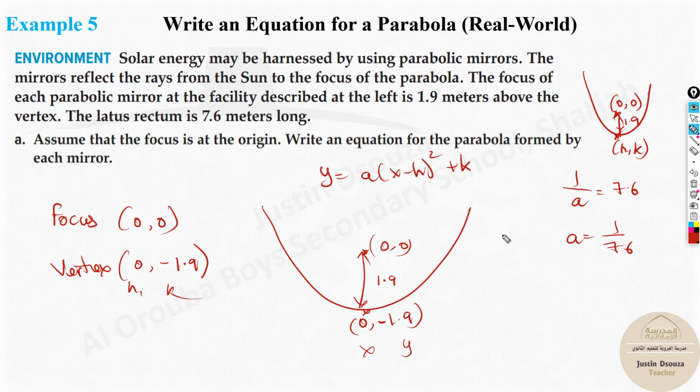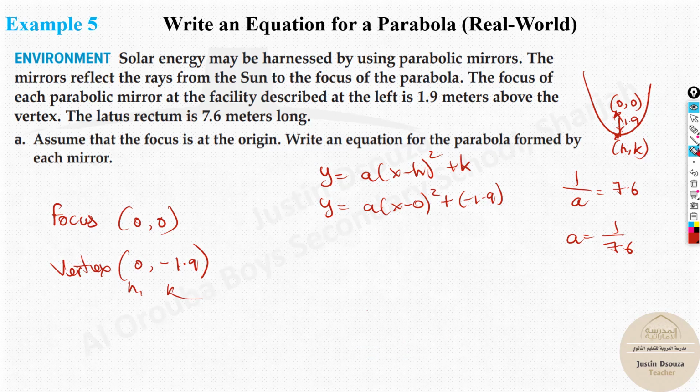So this is it. H, K, we know A value. Substitute here. Y is equal to A into X minus, what is H value? 0. So minus 0 the whole square plus K is, sorry, minus 1.9. When you rearrange it and write it up, it's gonna be a into x squared, or you can directly write it as ax squared minus 1.9. This is the standard form for this situation.